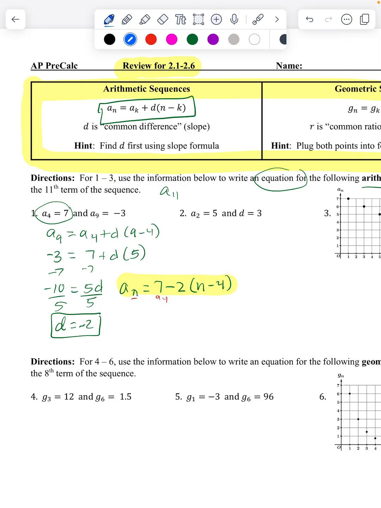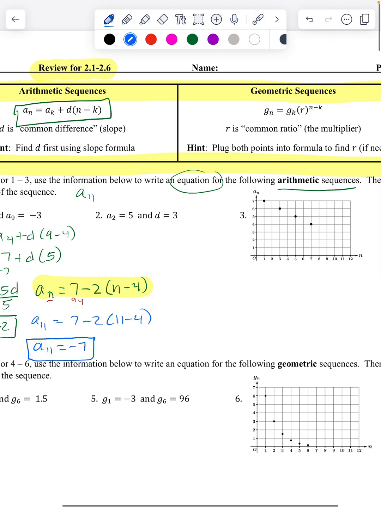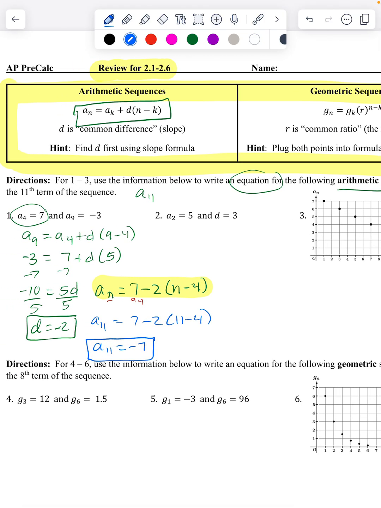And then they want me to find a sub 11, which I can do by just plugging in 11 to this. And when I do that, I find out that the 11th term is negative 7. Make sure you're trying those on your calculator and that you know what you're doing. Don't just trust that I know what I'm doing, because that's a dangerous game.